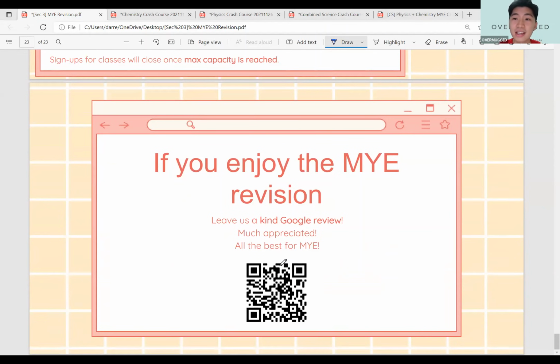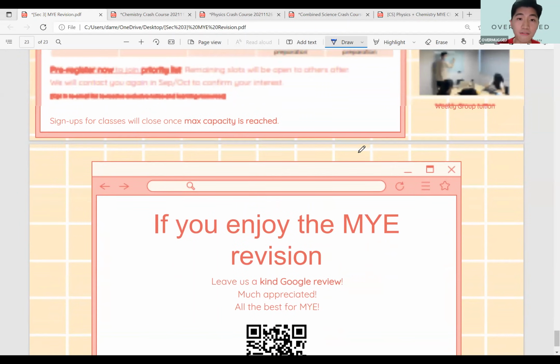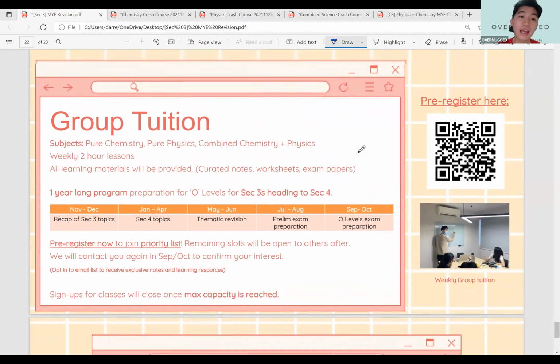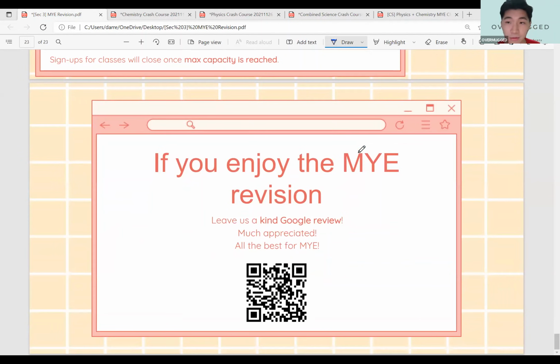For the charges, usually I'll collect fees at the end of the month, at a very reasonable rate. It's just $45 an hour, so for a weekly 2-hour lesson. It's pretty much market rate or slightly lower because you'll get all the materials for free. You get curated notes, you get exam papers, and every week you get a new worksheet as well.